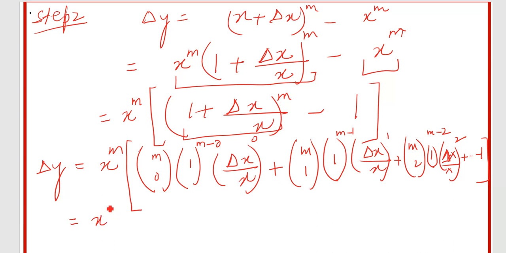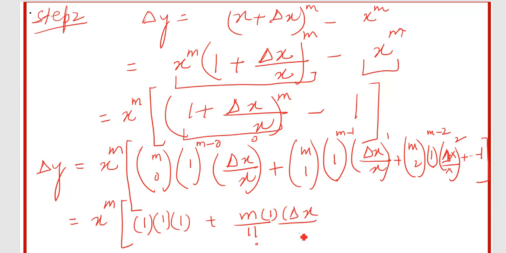We will solve it further. This x raised to power m will remain the same, and then mC0 is equal to 1 always. This is also 1, and if you have a power 0 of anything, that is also equal to 1. So mC1 means m divided by 1 factorial. If you want you can write it down, otherwise no need. The power m minus 1 is the power of 1, so it is also equal to 1.